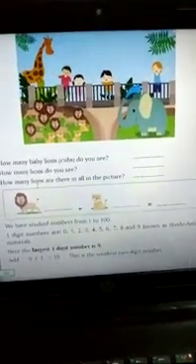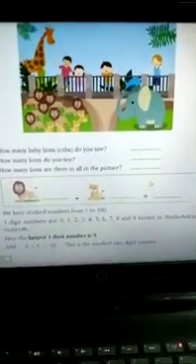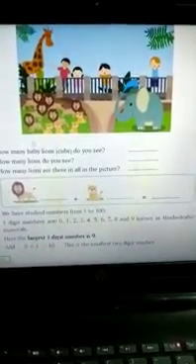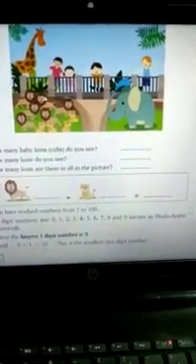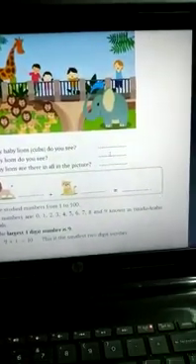Now second one, how many lions do you see? अब lions की बात हो रही है, तो lions यहाँ पर कितने दिख रहे हैं? तो lions यहाँ पर है 1, 2, 3, 4, 5, 6. So there are 6 lions.